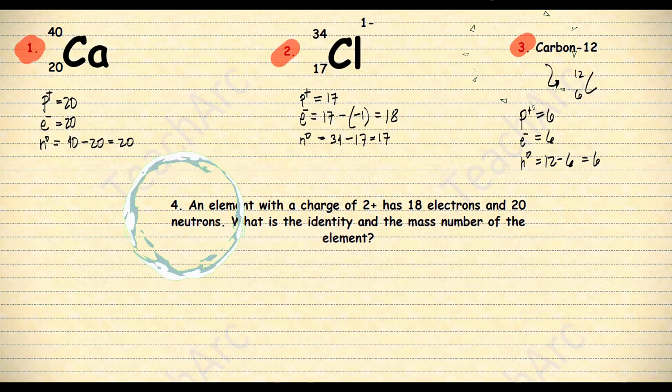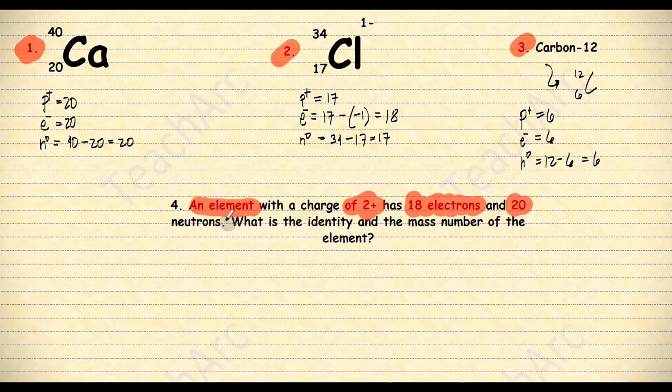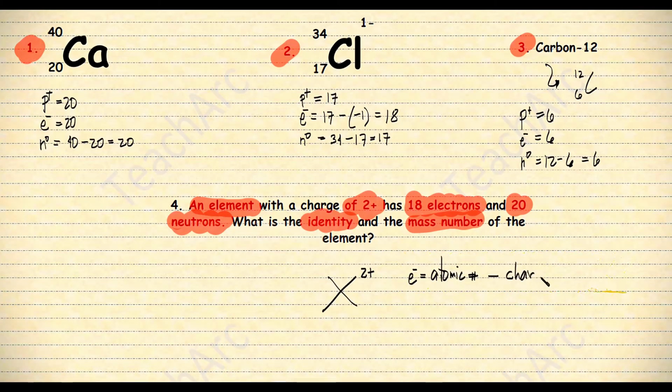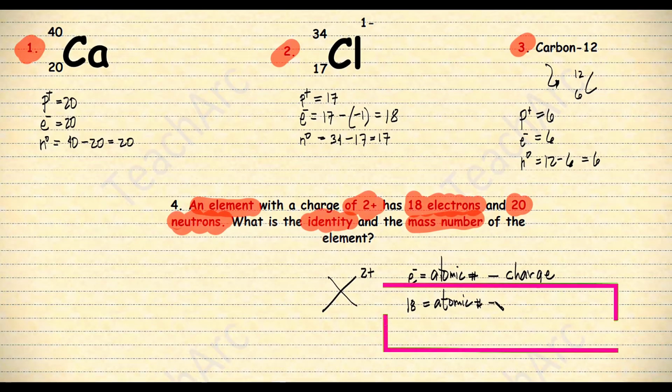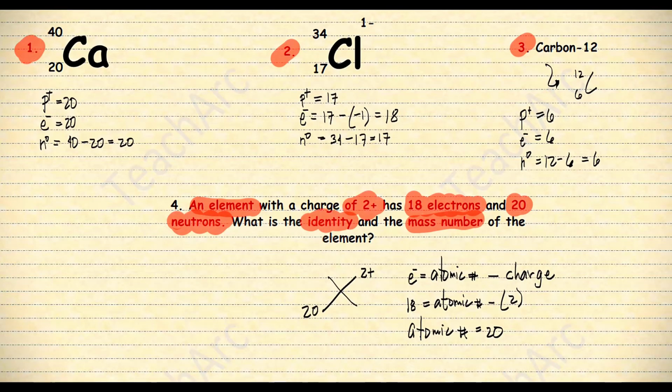For the last one, an element with a charge of 2 positive has 18 electrons and 20 neutrons. What is the identity and the mass number of the element? Let's say we have element X with a charge of 2 positive. We know that the number of electrons can be computed by subtracting the charge from the atomic number. Since the number of electrons is given, which is 18, we can find the atomic number since the charge is also given. The atomic number will be 20, and we're gonna write it here.